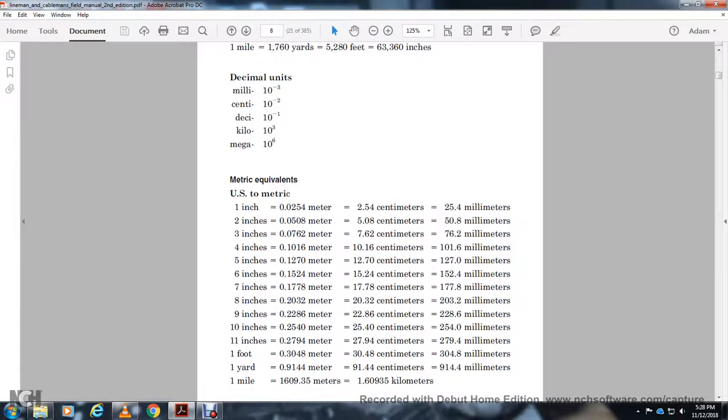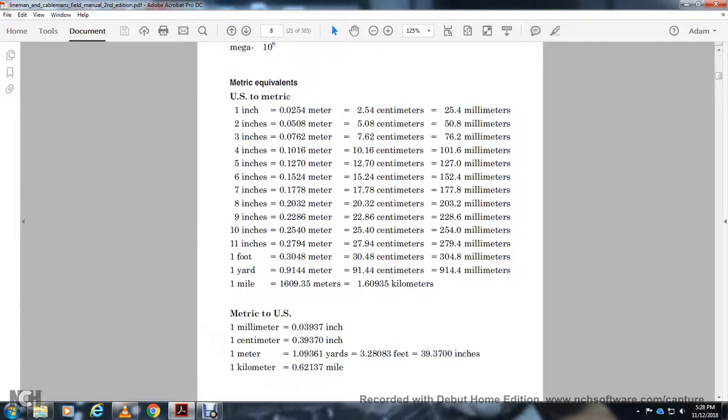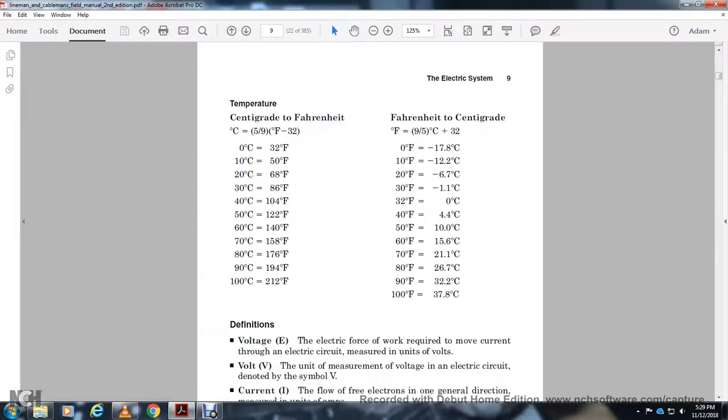1 mile is equal to 1,609.35 meters, or one kilometer is equal to 0.609... miles. Metric to U.S.: one millimeter is 3,937 ten-thousandths of an inch, then centimeter moves the decimal place to the left, then meter, and then kilometer. I try to kind of separate those.